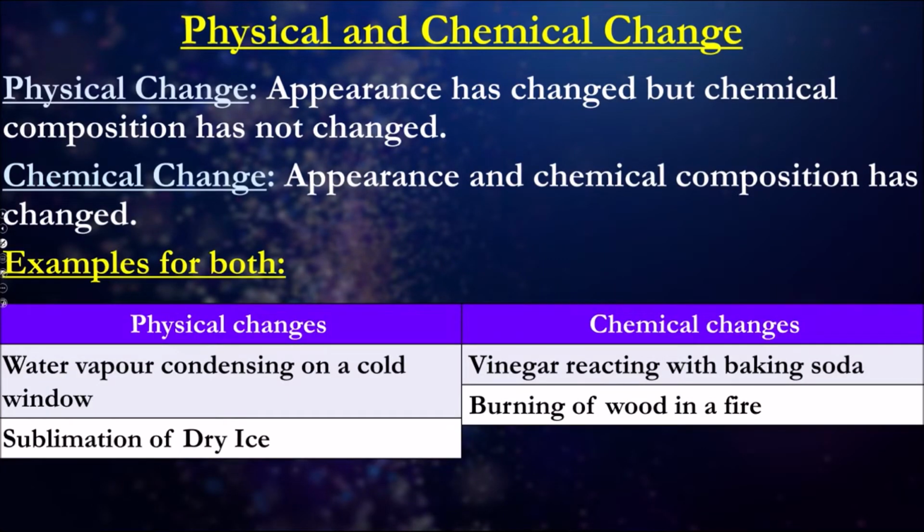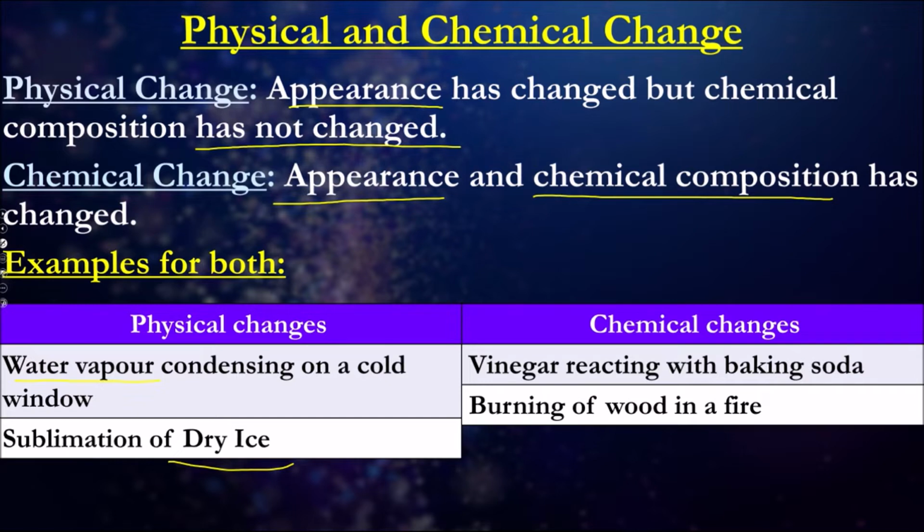Okay, so we have physical change, which is a change in appearance, but the chemical composition has not changed. If it's a chemical change, not only do we see a change in appearance, but the chemical composition will also change. If we look carefully, some examples here: vaporizing water, precipitation and all that, sublimation of dry ice, those are all physical changes.